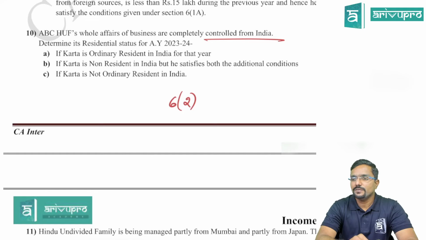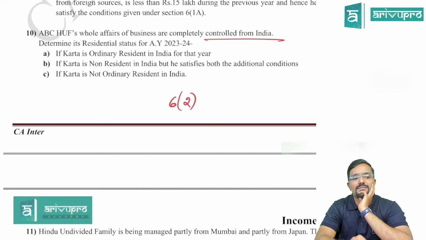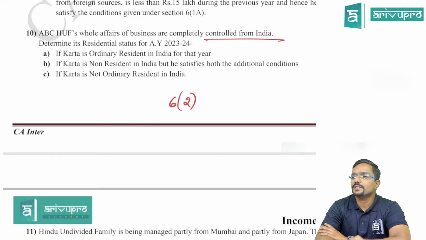Full stop. Continue. If the karta fails to satisfy any one or both the conditions given under section 6.6, then HF would become resident but not ordinary resident.